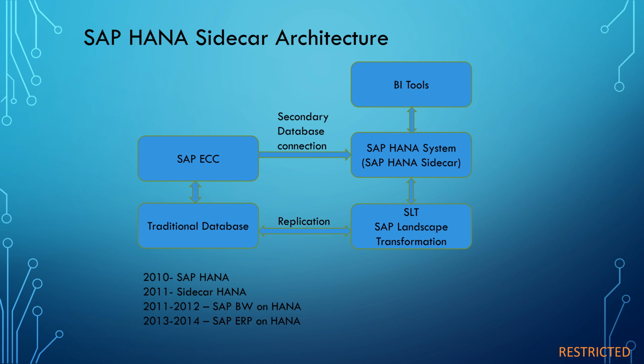In 2010, SAP HANA was released. In 2011, SAP HANA was released as a sidecar HANA, which is a secondary database. In 2011 to 2012, SAP BW on HANA was introduced, and in 2013 to 2014, SAP ERP on HANA was introduced, like S4 HANA.